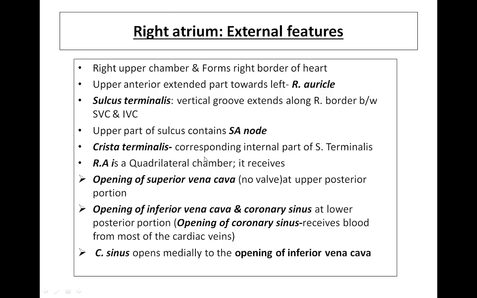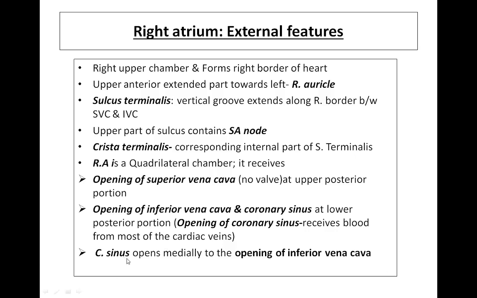Now the right atrium is quadrilateral in shape. It receives the opening of the superior vena cava, which has no valve, at the upper posterior portion. Then the opening of the inferior vena cava and the coronary sinus at the lower posterior portion. The coronary sinus receives blood from almost all the cardiac veins of the heart, and finally the coronary sinus opens into the right atrium.